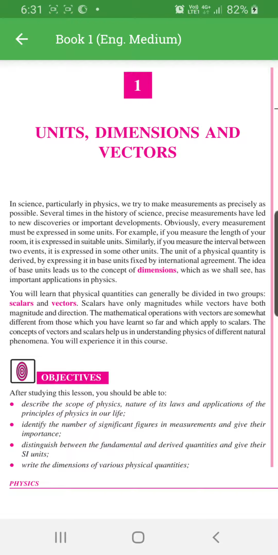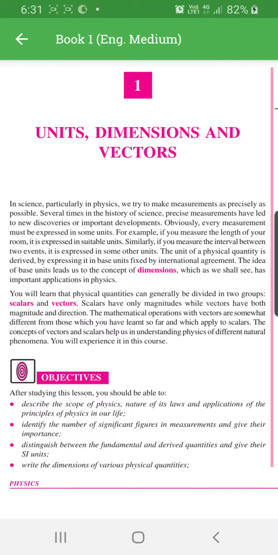The idea of base units leads us to the concept of dimensions, which, as we shall see, has important applications in physics.